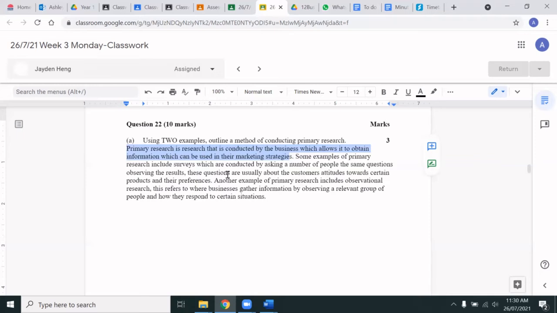Now, some examples of primary research include surveys. Good. Another example, primary research includes observational research. Cool. The only thing I'd suggest here is the question asks for two. So develop a little bit maybe your definition. I'd say one example of primary research includes surveys. All right. Now, this is a good definition of that. No problems with that, Jaden. Then a second example of primary research includes observational research. And again, no problems with your definition. I think it's pretty good.